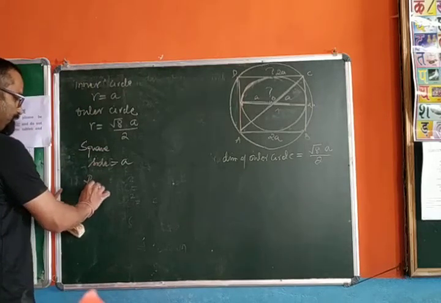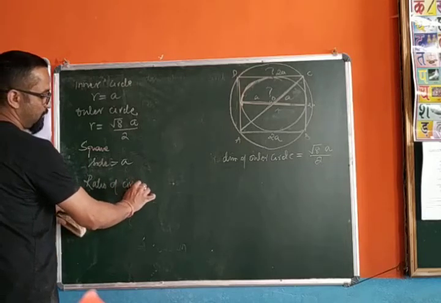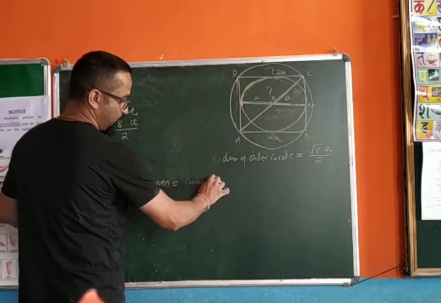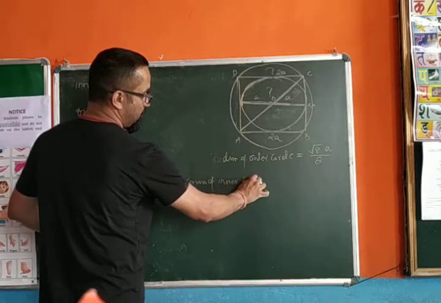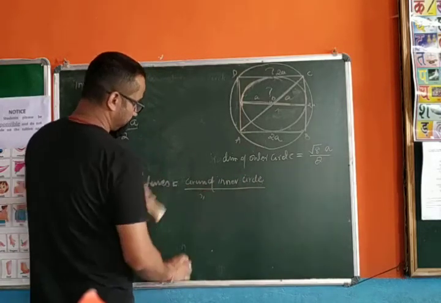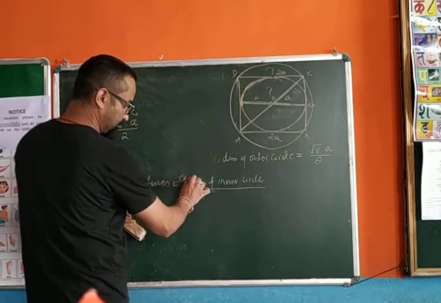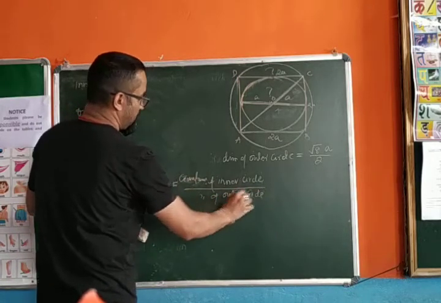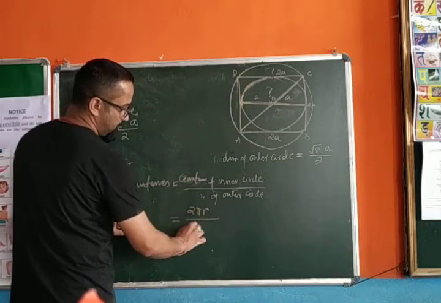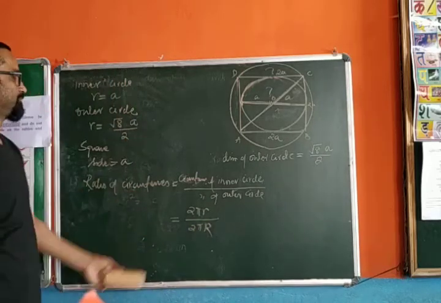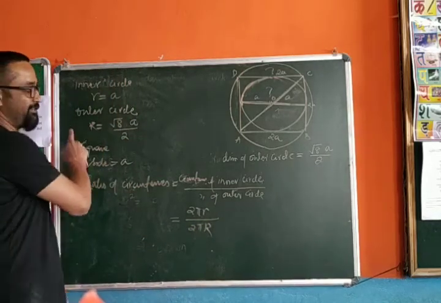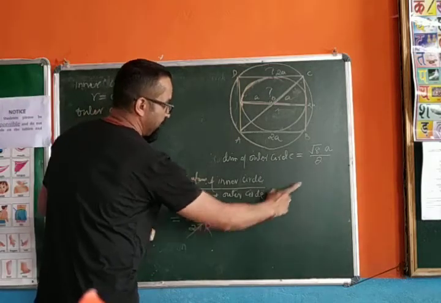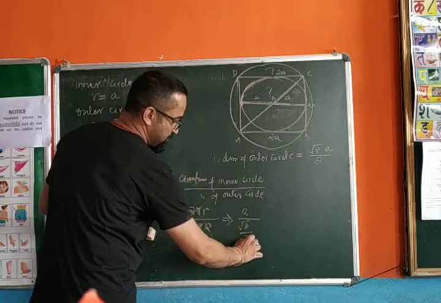So the ratio of the circumference of the inner circle divided by the circumference of the outer circle. Write down the formula: 2 pi r, 2 pi capital R, because it is bigger. You can take the bigger one here. 2 pi cancels. Radius of the small one is A. Radius of the bigger one is root 8 divided by 2A.